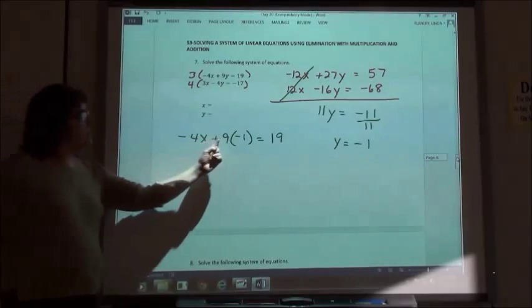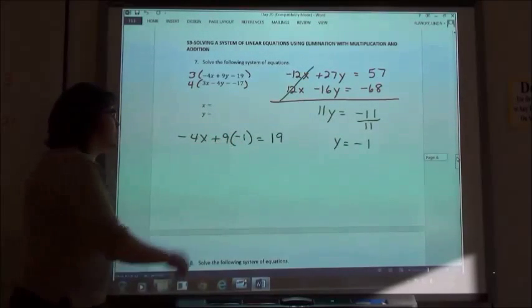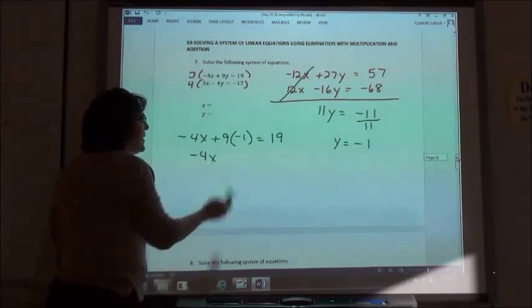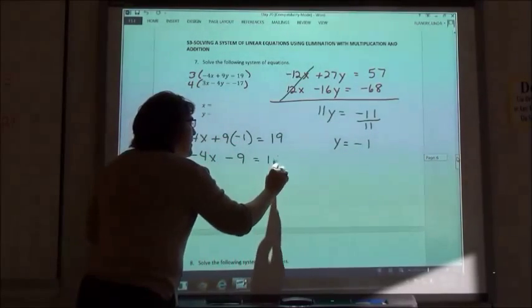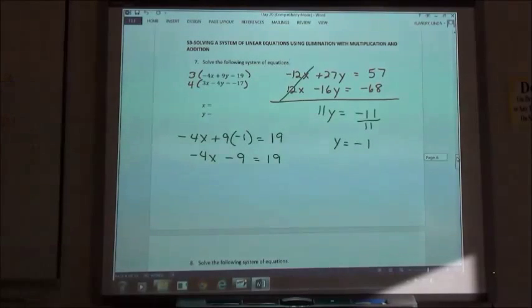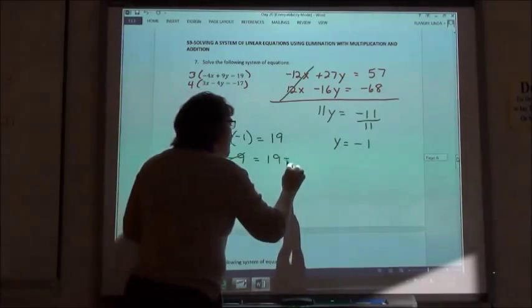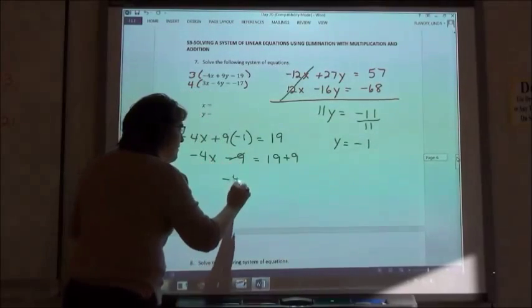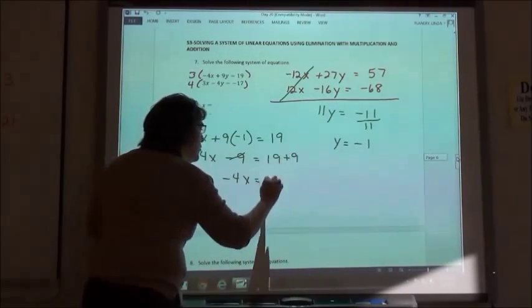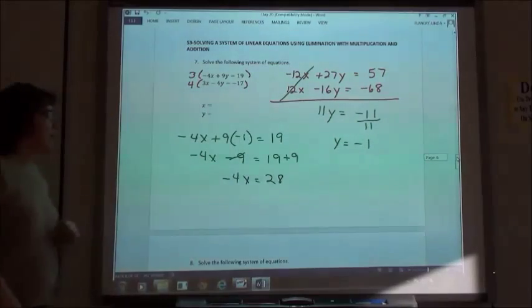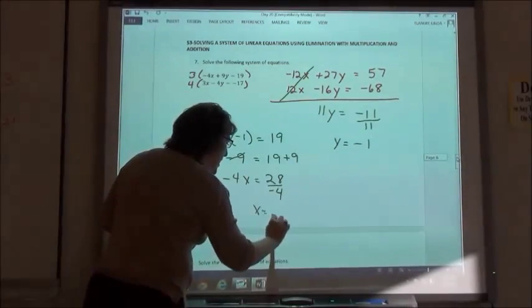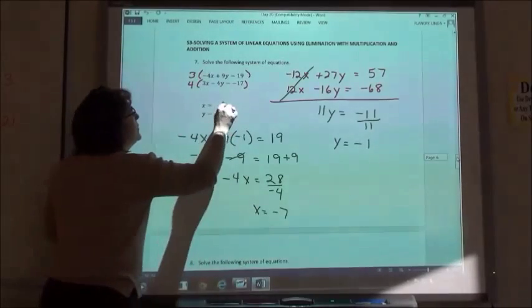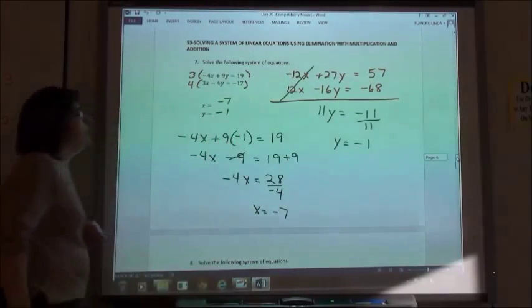So when I solve that, first thing I want to do is get rid of these parentheses here. So negative 4x, positive times the negative would be negative 9 equals 19. Solving that, I'm going to have to add my 9. So negative 4x is going to equal 28. And dividing by my negative 4, x is going to equal negative 7. So negative 7 and negative 1.